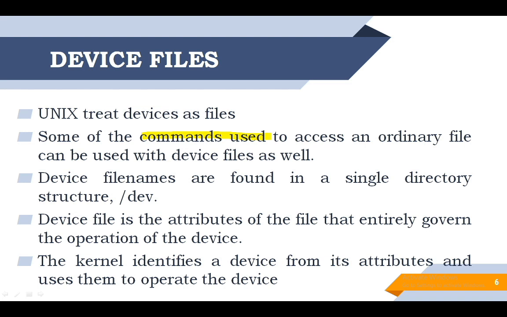Device files are found in a single directory structure, that is /dev. Here the device file is not a stream of data. Actually it contains the attributes of that particular device. Then how does the kernel identify or differentiate it from other files? The kernel just has to see the attributes of that file. By seeing that, it differentiates between a normal file and a device file and then makes use of it.